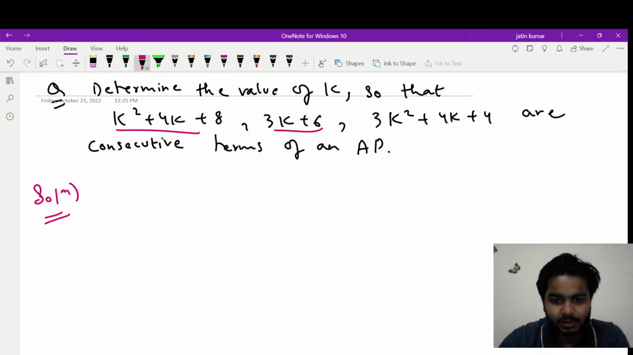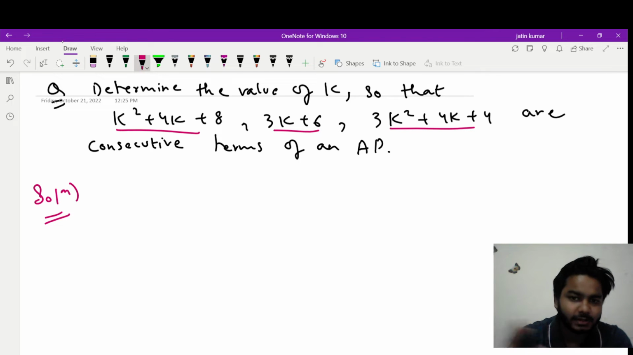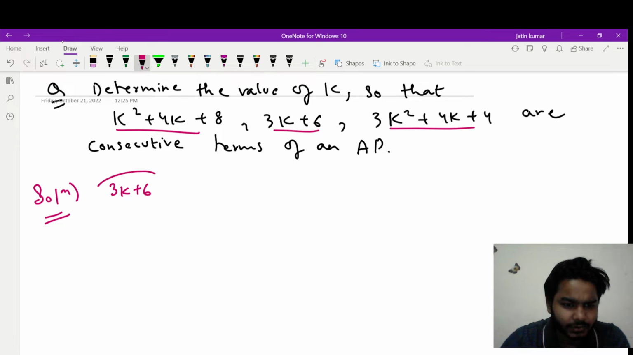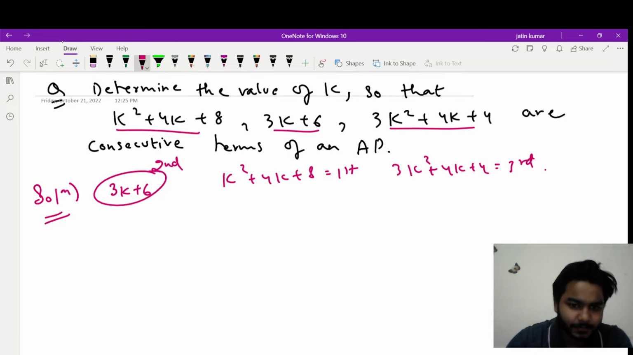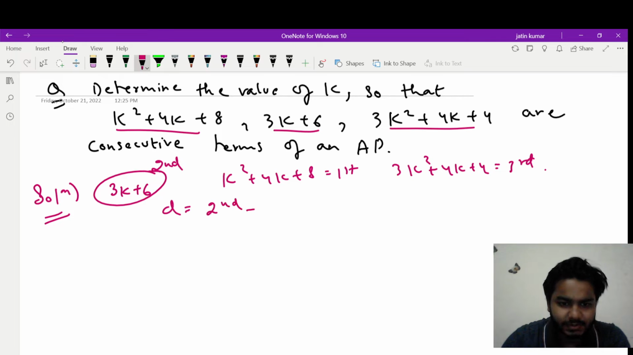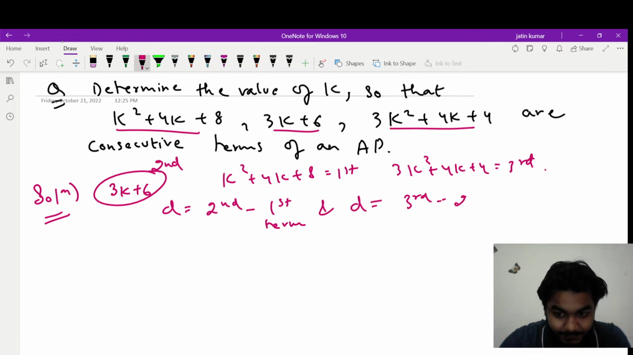If these are the first 3 terms of an AP, can I write second term minus first term as equal to the third term minus second term? The second term is 3k plus 6, k square plus 4k plus 8 is the first term, and 3k square plus 4k plus 4 is the third term in the AP. You will write like this: D is equal to second term minus first term, and D is equal to third term minus second term.